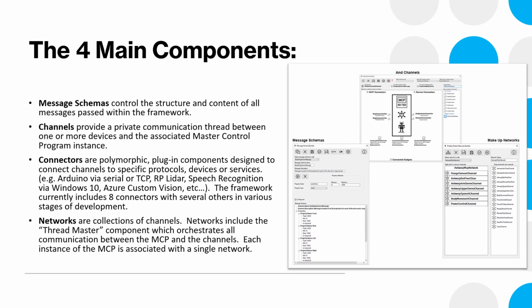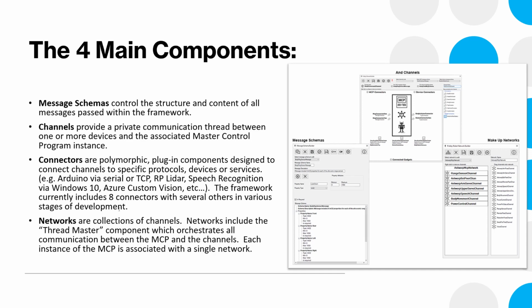Finally, there's networks. From a usage perspective, you could think of networks simply as a collection of channels. Internally, networks include a component we call the thread master, which is responsible for orchestrating all the communication between channels in the MCP. You could think of it as the traffic cop, sort of, for the highway we talked about earlier with the lanes for each channel. One final thing to understand about networks is that each instance of an MCP will always be associated with a single instance of a network.